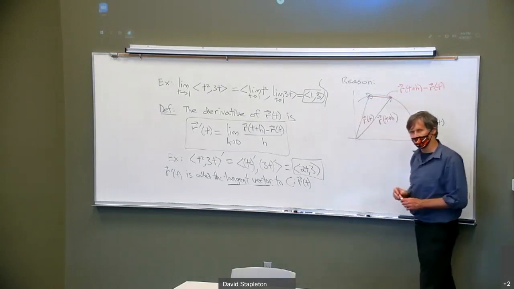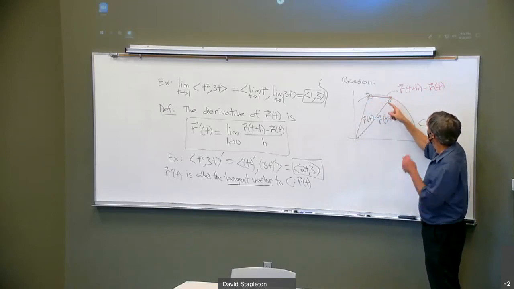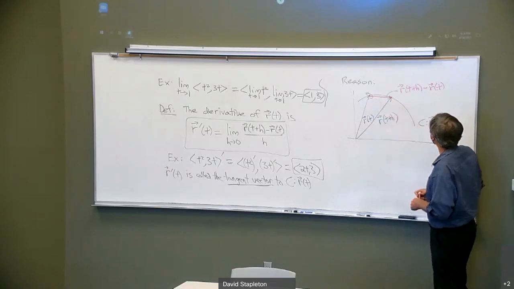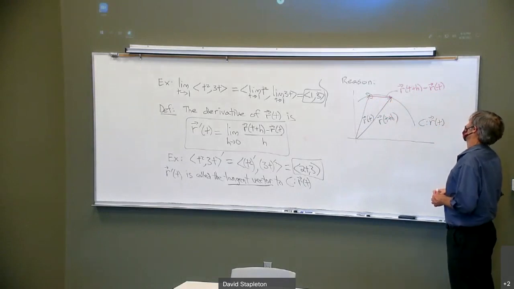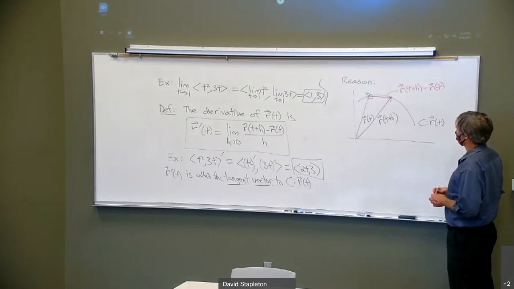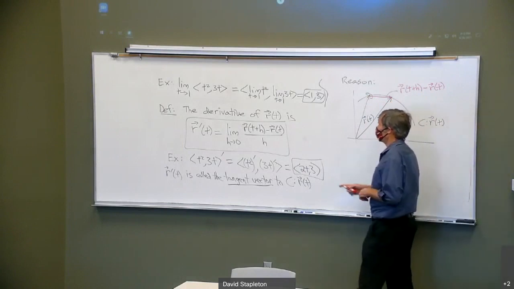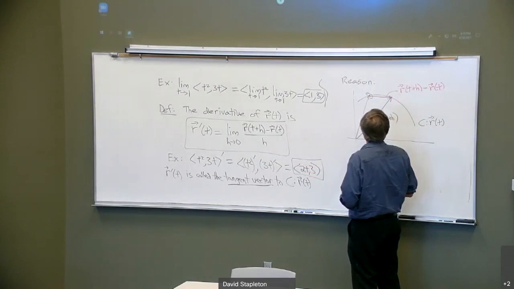For the triangle picture, when you had two vectors, their difference went from the second one to the end of the first one. So r of t plus h minus r of t goes from r of t to r of t plus h. So that's the subtraction picture from vectors we did before. And now we realize if we let h get smaller and smaller, we get the following thing.